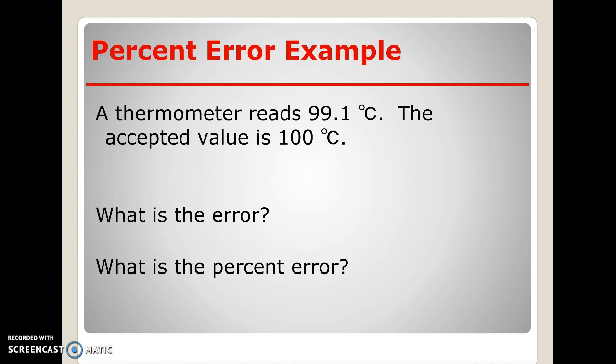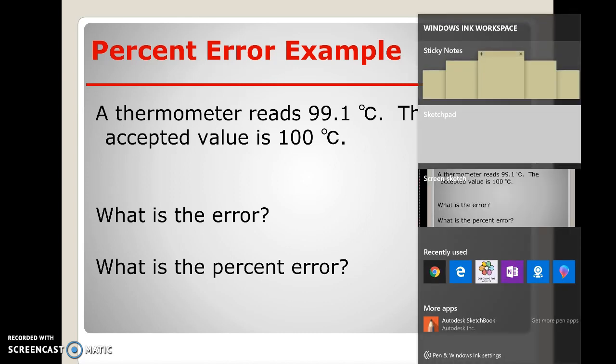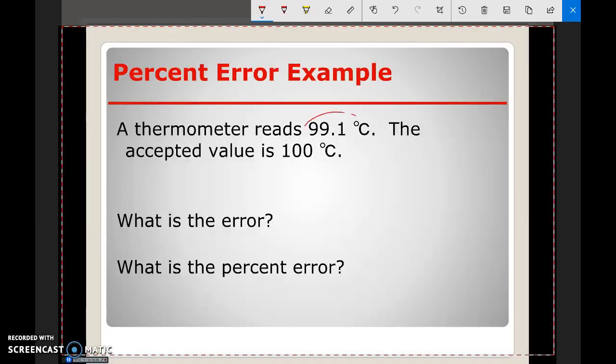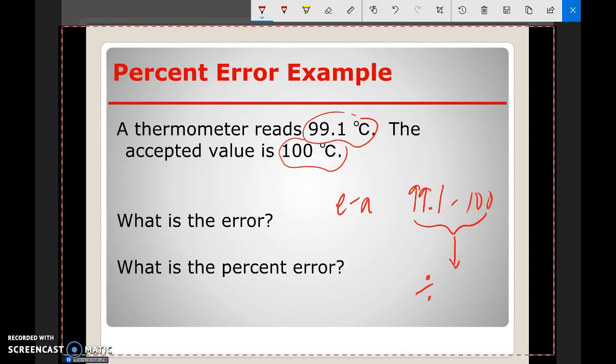So experimental value in this case would be the 99.1, and the accepted value is 100. And so experimental minus accepted, 99.1 minus 100. And then for percent error, you're going to take that number and divide by accepted, and then multiply by 100.